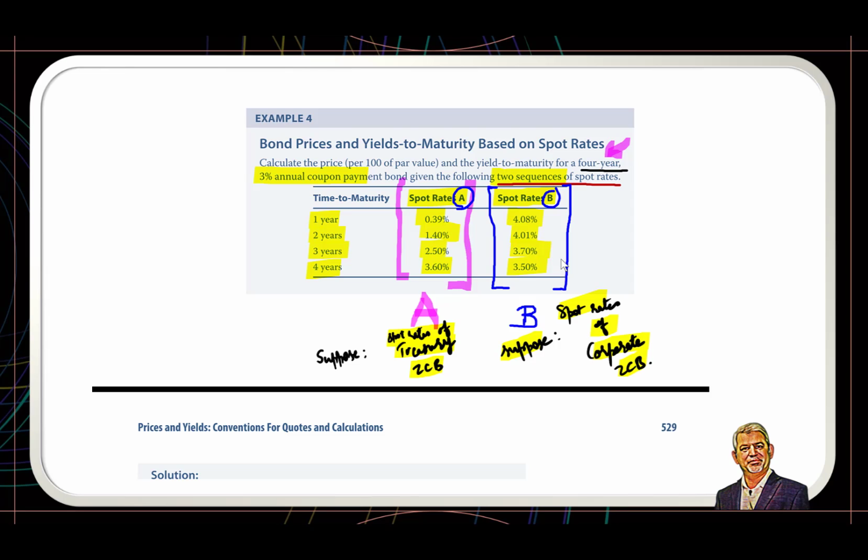Now you are not sure which spot rate to use for valuation of your bond, and you don't want to pay more price, then which series you should use. So this is what we are answering today. So let us test this one. Okay, we will use both the series and see what kind of impact it has on bond valuation.